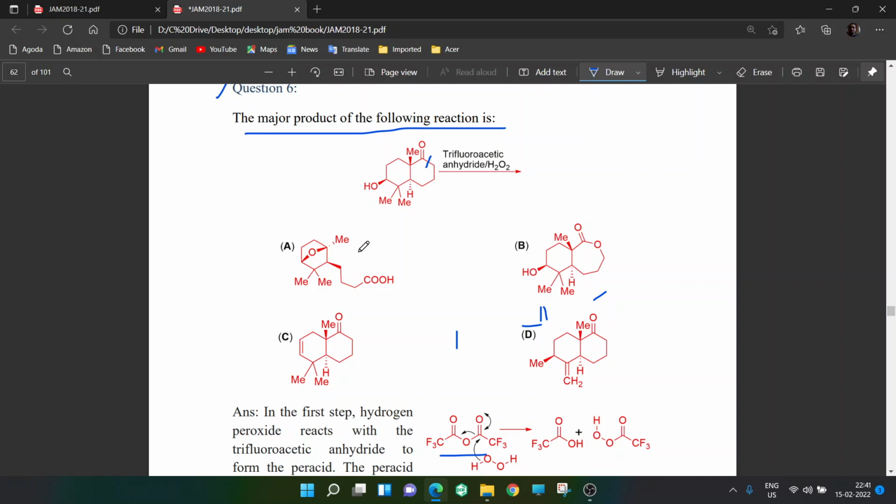Okay, so what happens is, if a ketone is there, oxygen gets inserted. Oxygen can get inserted either here or here, and it will give you, from the ketone, an ester. So the question is, which side will the oxygen insert: this side or this side?